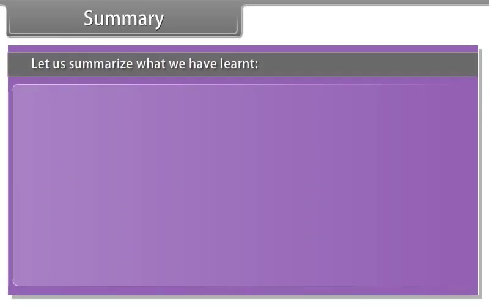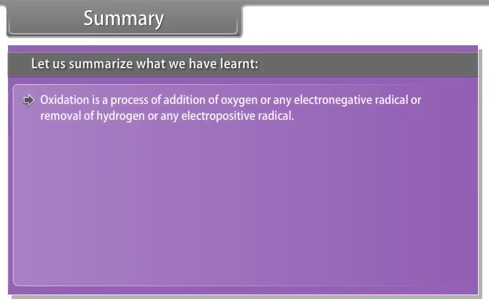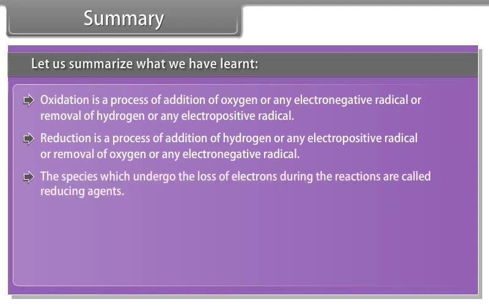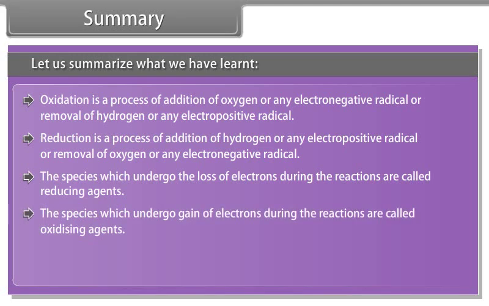Summary. Let us summarize what we have learned. Oxidation is a process of addition of oxygen or any electronegative radical or removal of hydrogen or any electropositive radical. Reduction is a process of addition of hydrogen or any electropositive radical or removal of oxygen or any electronegative radical. The species which undergo loss of electrons during the reactions are called reducing agents. The species which undergo gain of electrons during the reactions are called oxidizing agents.